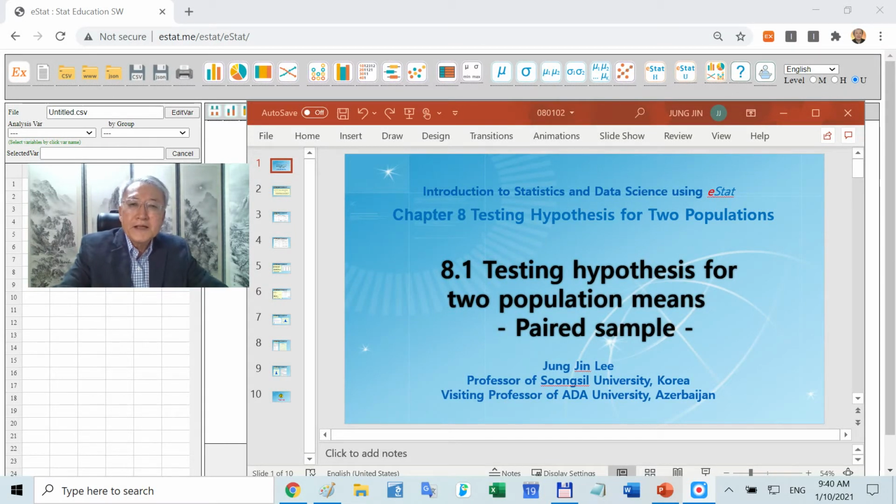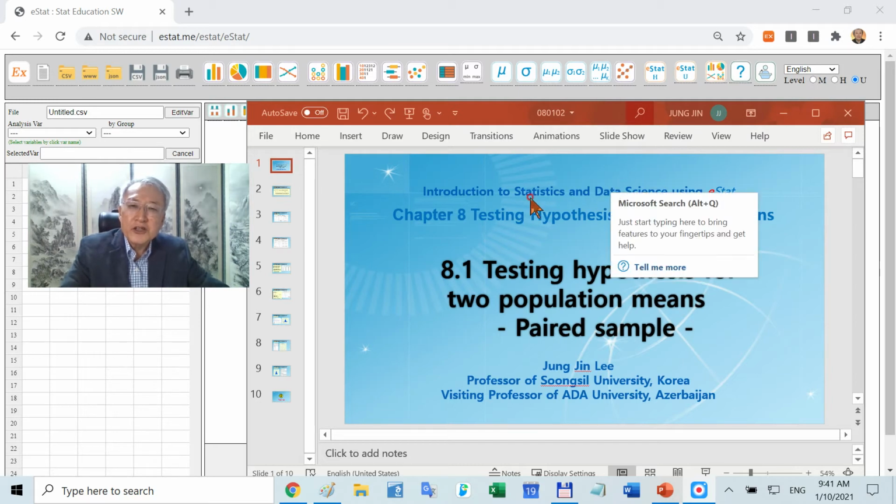In the previous lecture, we discussed testing hypotheses about two population means in the case of independent samples. Today, we are going to discuss paired sample cases. What does paired sample mean? Let's discuss that.